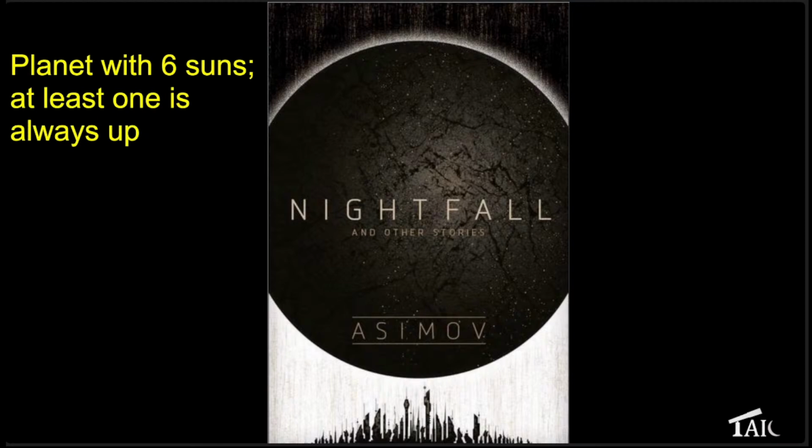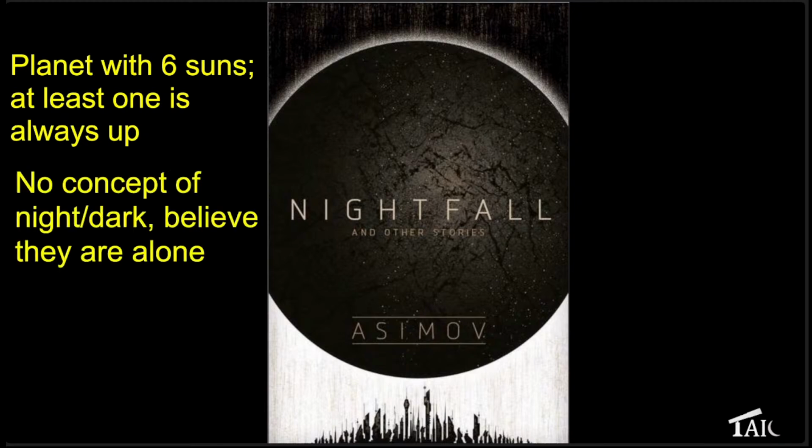So in this story, there's a civilization that lives on a planet with 6 suns, at least one of which is always up, which means it's never dark there. The aliens that live on this planet have no concept of nighttime or dark. The only time they experience dark is if they were to go into a cave or a room with no windows. And they're actually kind of afraid of the dark.